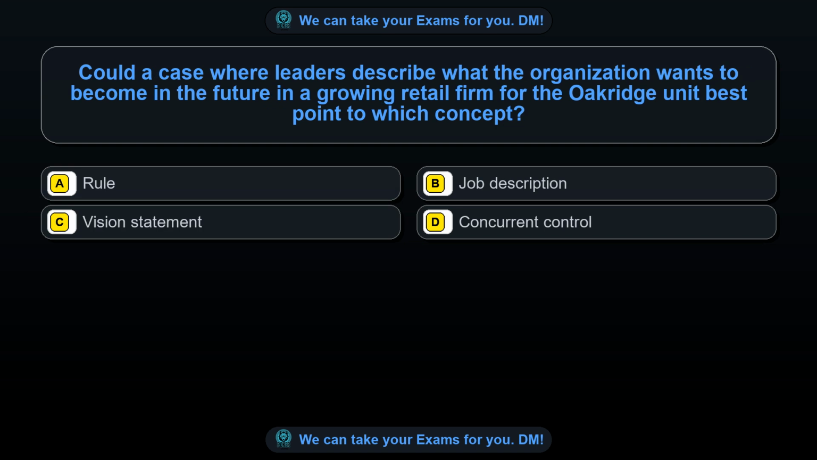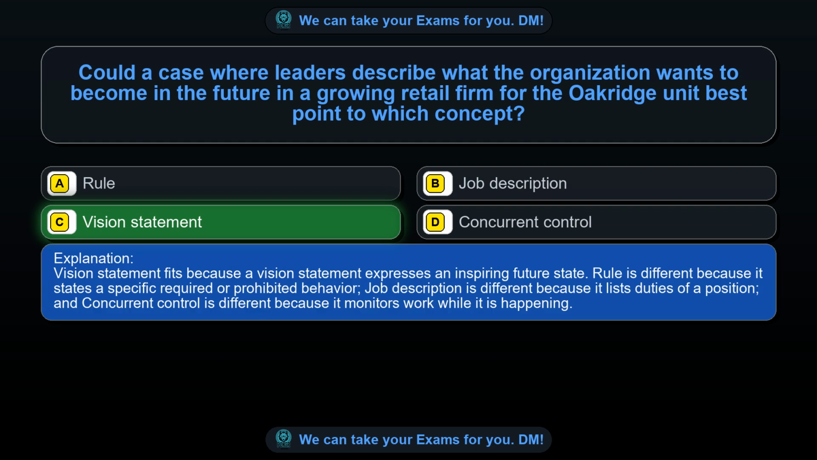Question 60. Could a case where leaders describe what the organization wants to become in the future in a growing retail firm for the Oak Ridge unit best point to which concept? Option A, role. Option B, job description. Option C, vision statement. Option D, concurrent control. The correct answer is option C, vision statement.